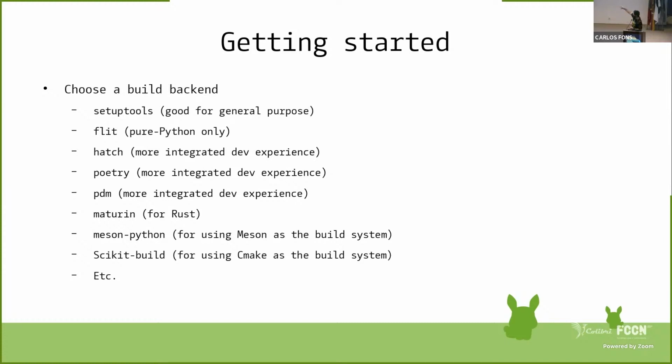And then there are also some other build backends like Meson Python and Scikit-build, which allow you to use a different build system like Meson or CMake to build your own native extensions, and then they will act like a bridge. They will invoke either Meson or CMake and then generate a Python package from it.